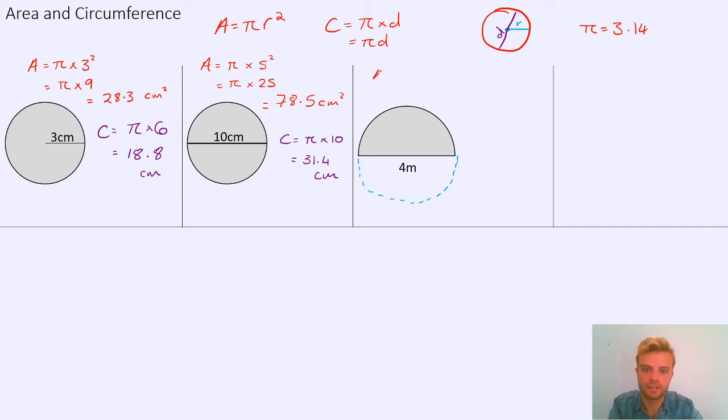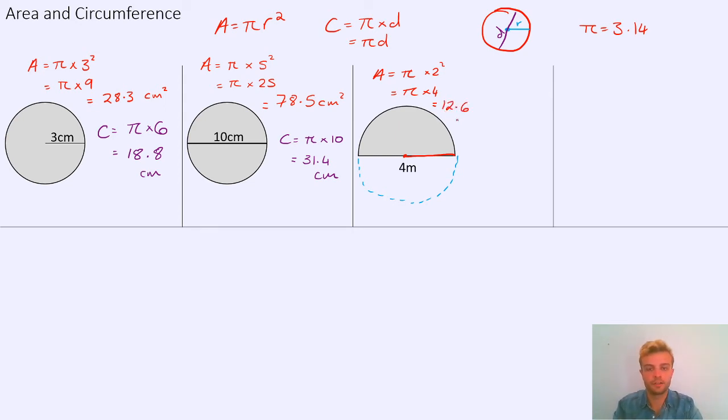Now we know that to find the area of a whole circle, we do pi r squared, but the radius of this pretend circle is going to be 2, because it's all the way across, which is 4. So that's pi times 2 squared, which is pi times 4, and pi times 4 is 12.6.